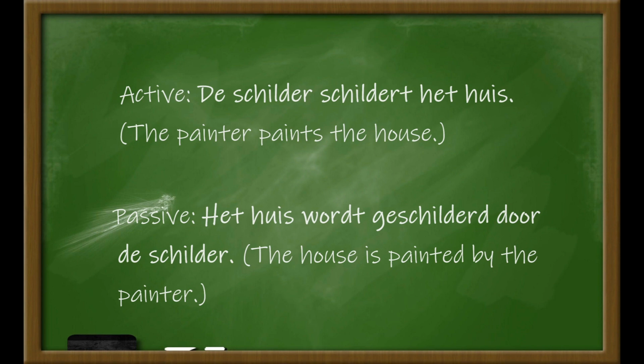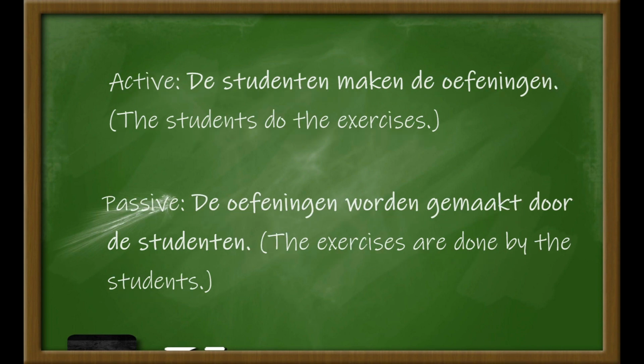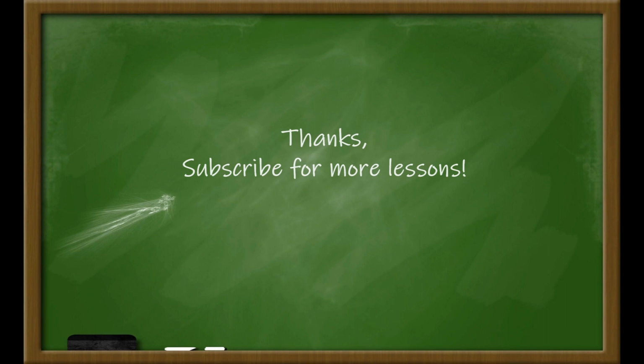De schilder schildert het huis. Het huis wordt geschilderd door de schilder. De studenten maken de oefeningen. De oefeningen worden gemaakt door de studenten. By understanding these patterns, you'll be able to construct passive sentences with ease.